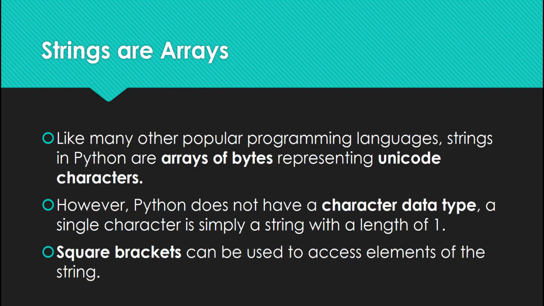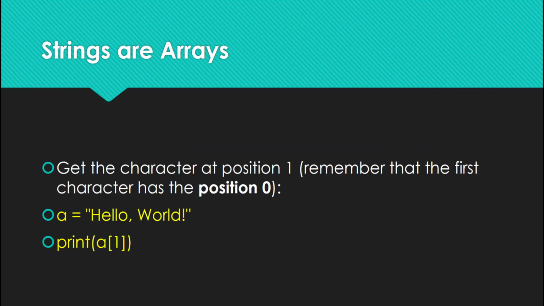Like many other popular programming languages, strings in Python are arrays of bytes representing Unicode characters. However, Python does not have a character data type. A single character is simply a string with a length of 1. Square brackets can be used to access elements of the string. In this case, we've been asked to get the character at position 1, remembering that the first character has the position 0.